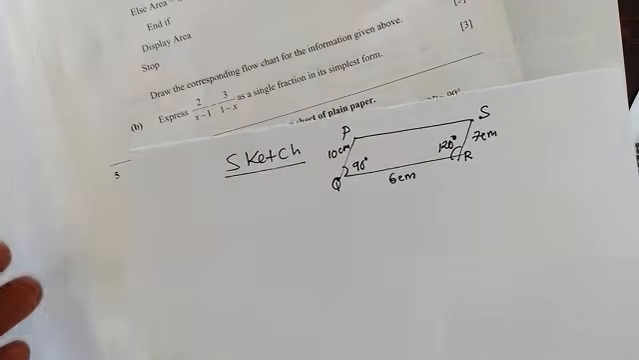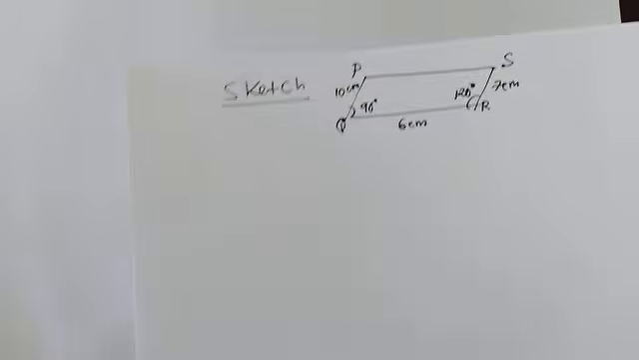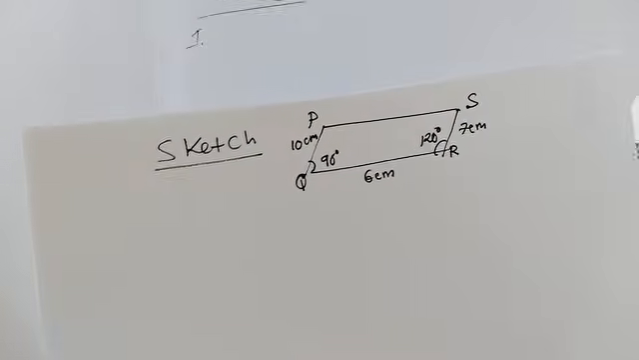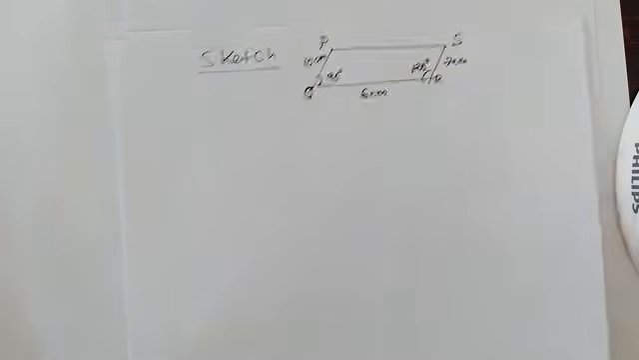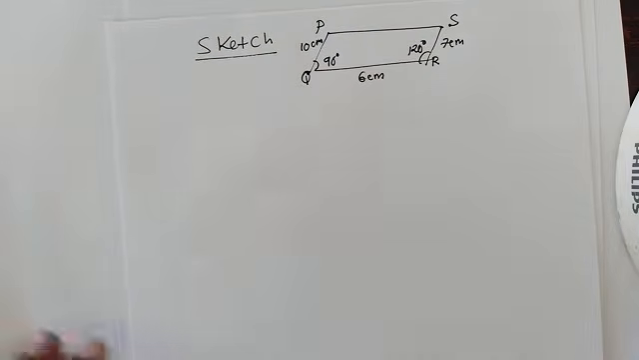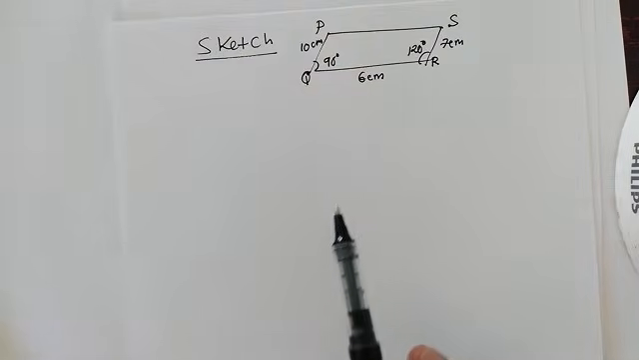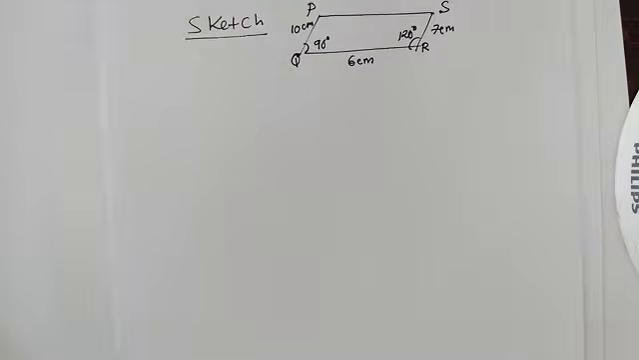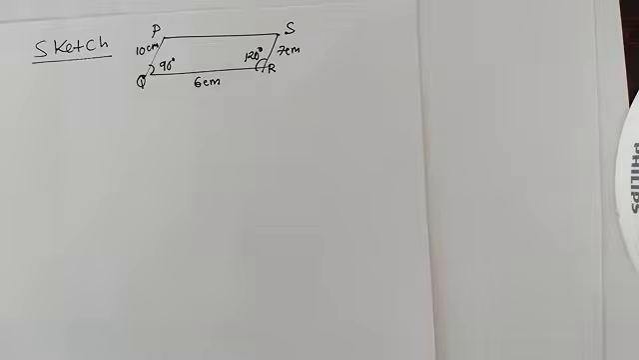So we have to now start the construction, we draw the actual diagram. So the first thing that you need to draw is the line PQ, all right? Now line PQ is 10 centimeters. Okay, let me just realign my paper nicely.